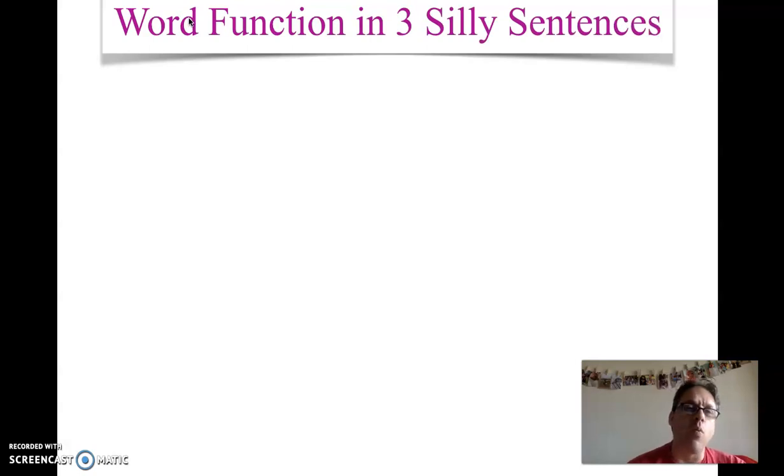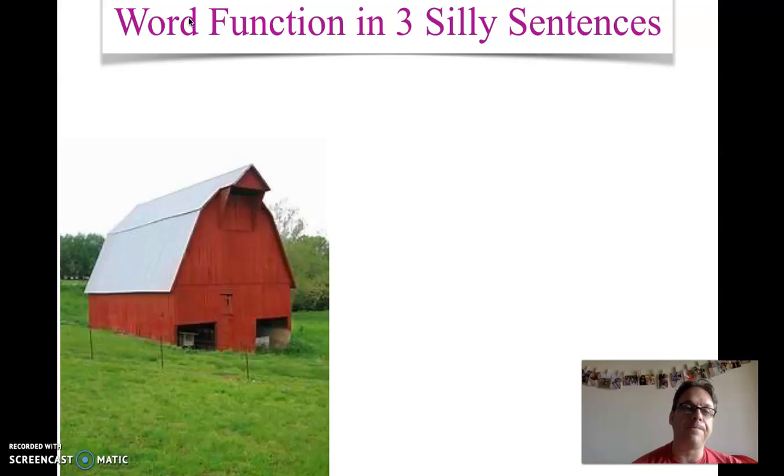Today we're going to look at word function in 3 silly but grammatically correct sentences. Let's go ahead and get started.